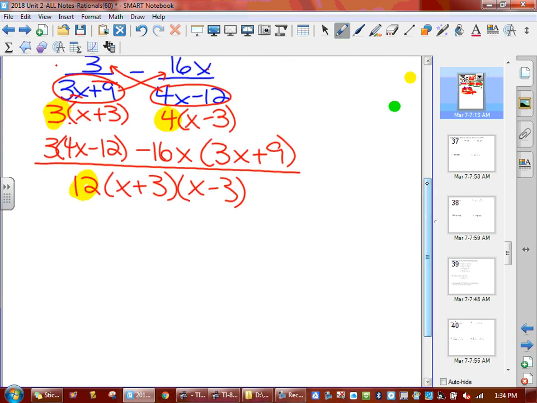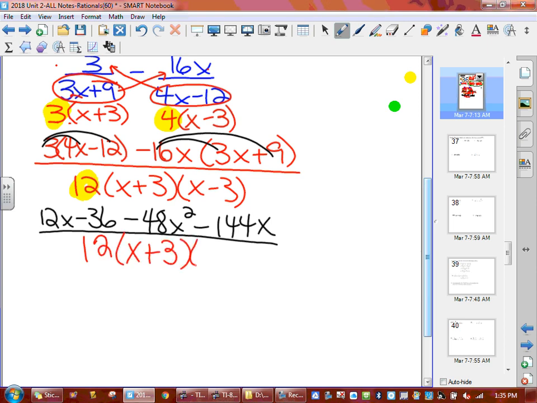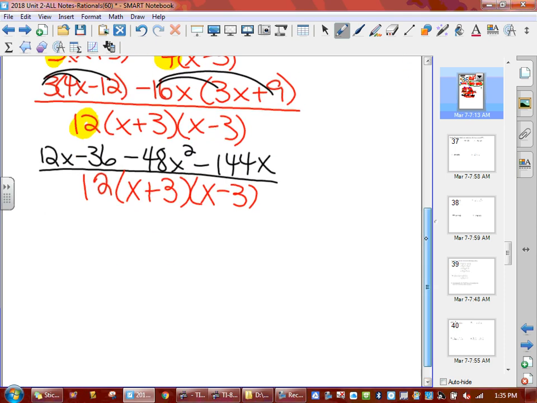So now what we've got to do is multiply into the brackets. That's going to give us a lot of x's. So, multiplying in, we're going to have 12x minus 36. Now this is a negative 16x. So this is going to give us negative 48x squared minus 144x. All on top of the common denominator, 12, x plus 3, x minus 3. Okay, that's your common denominator. We multiplied in the brackets and removed brackets.